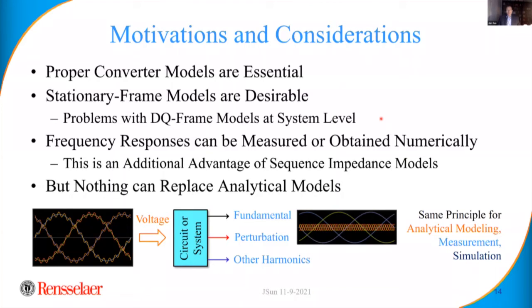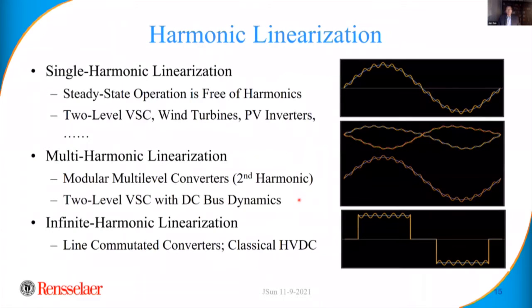The sequence impedance model, the small signal sequence impedance model we developed is in a stationary frame. There's no rotation involved. So naturally everything fits together no matter how complex the system is. So that's a major advantage. I mentioned frequency response can be measured, can be numerically simulated, but the ability to develop analytical models is important. Let me just show you how we do that in general, and then give you some examples.